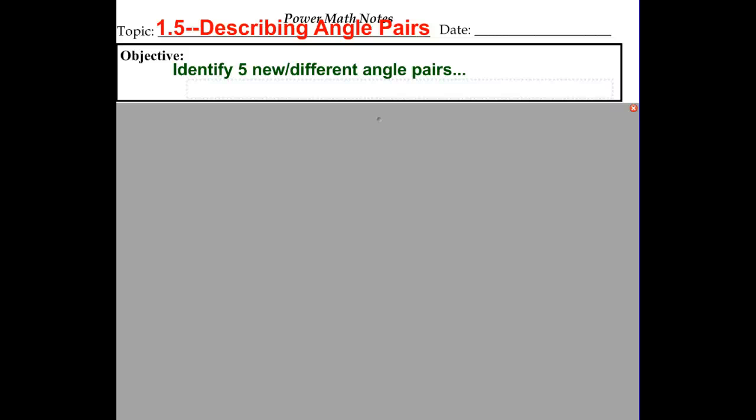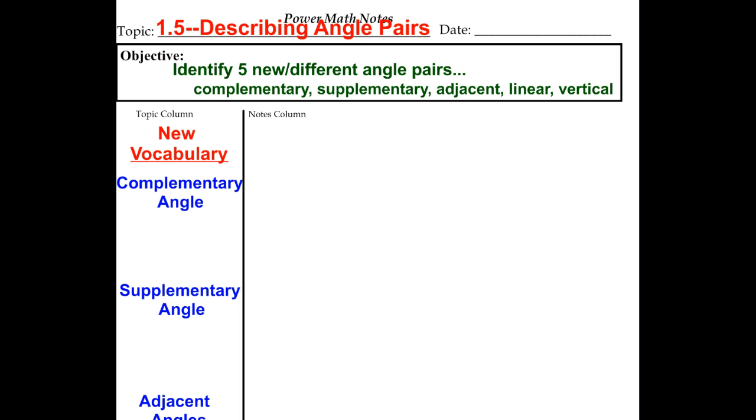Today we are going to talk about section 1.5 from geometry, and it's describing angle pairs. So we're going to identify five new angle pairs that you're going to need to know. And those five pairs are complementary angles, supplementary angles, adjacent angles, linear pairs, and vertical angles. All right, so let's describe a couple of these.